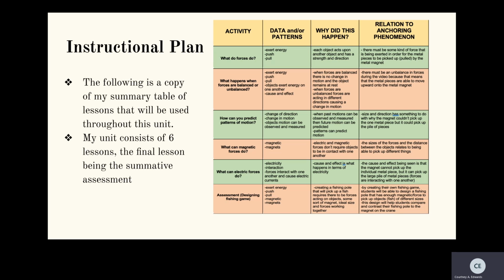Students also will be identifying the different forces that are acting on specific objects and how these forces change the specific object's motion. So this lesson is where I'm going to be introducing the anchoring phenomenon and explaining to students what it is that we're going to be investigating throughout this unit.